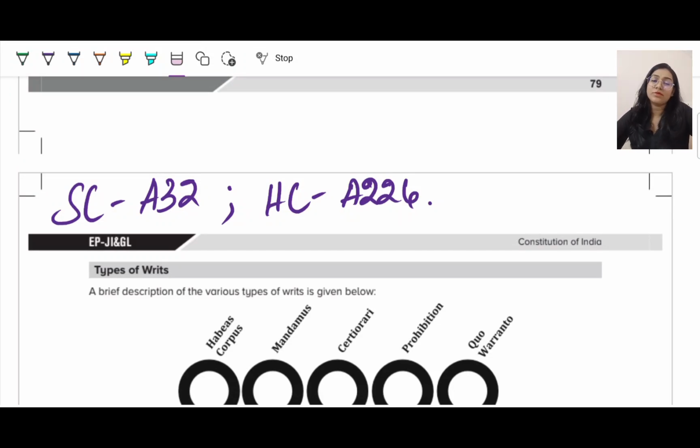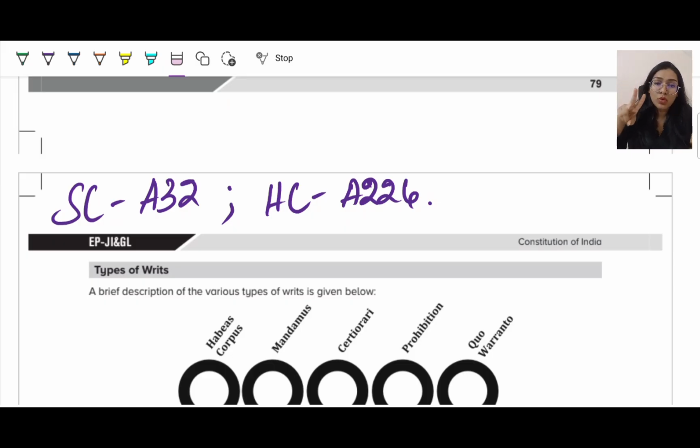Today we are revising one of the most important topics, which is frequently asked in your examination as well, that is your writ petitions. Let me give you a gist of what the types of writ petition are. We have 5 types of writ petitions, okay? We have habeas corpus, mandamus, prohibition, certiorari and quo warranto. So these are the 5 types of writ petition.